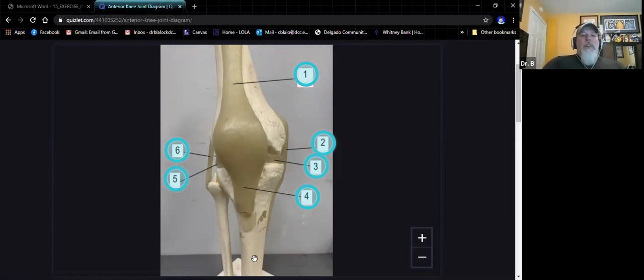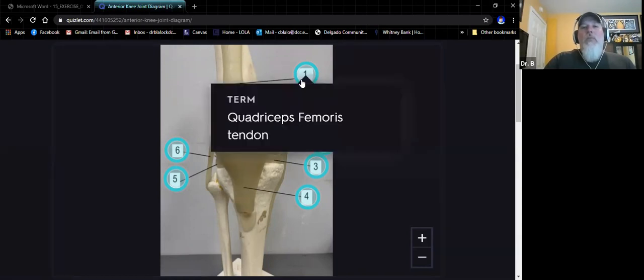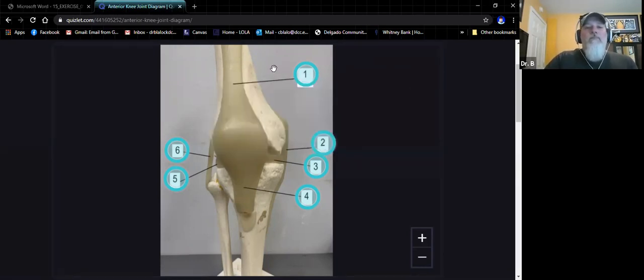The way to figure out if we're looking at a right or a left is to look at the relationship of the fibula compared to the tibia. We know the fibula is lateral, so this is a right knee joint. Does everybody see how to figure that out? How do I know it's anterior? Well, because of the patellar tendon right here, which is number 4, and the quadriceps tendon, which is right here, number 1. So this is the anterior side, this is lateral, so this is a right knee.